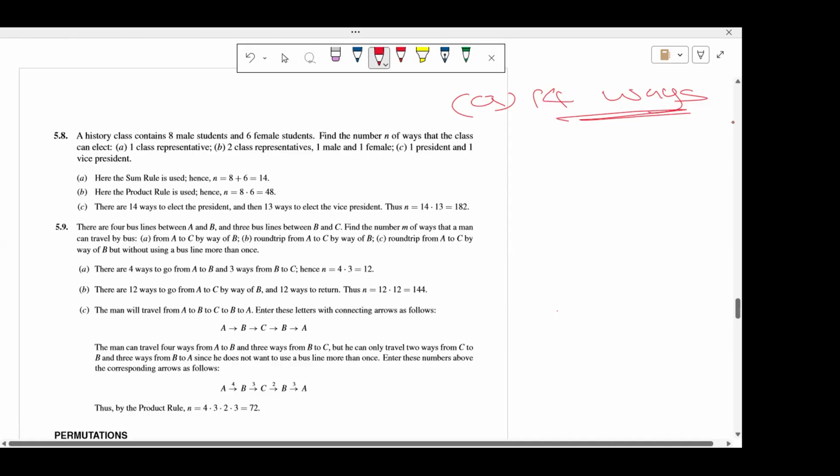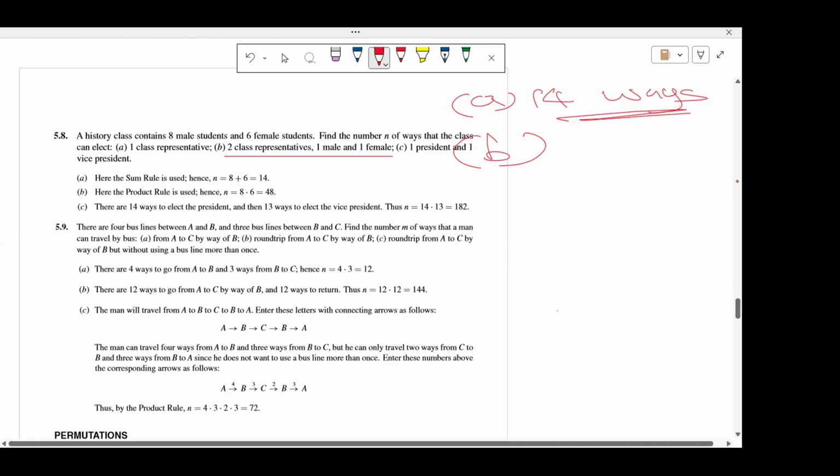If you don't talk, it's okay for me. I will explain and I will stop. Okay, the second one, question number two: 2 class representatives, one male and one female. We need to select 2 class representatives, one male and one female. Among these 14, 8 male and 6 female, we need to select one male representative plus one female representative. Now how can we find out?